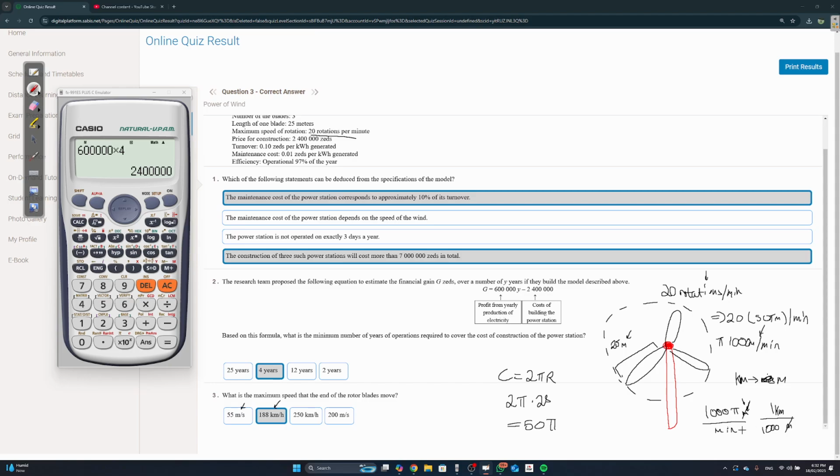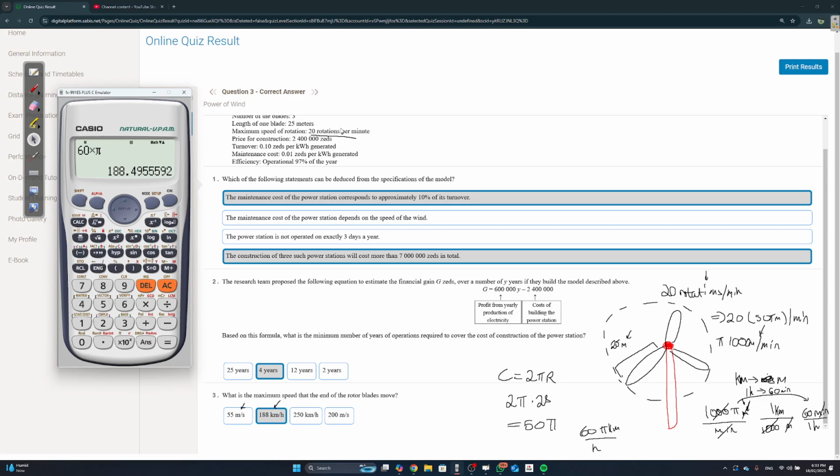Now you want to cancel minutes. We know that 1 hour is 60 minutes. Do I put the minutes up or down to cancel it? I need to put it up, so 60 minutes over 1 hour. Now you can cancel minutes with minutes. 1000 cancels with 1000, and you're left with pi times 60, so 60 pi kilometers per hour. And 60 times pi is about 188. So this is correct. If you want to convert to meters per second, you just divide by 3.6, but this isn't any of the options, so there's no option for meters per second.